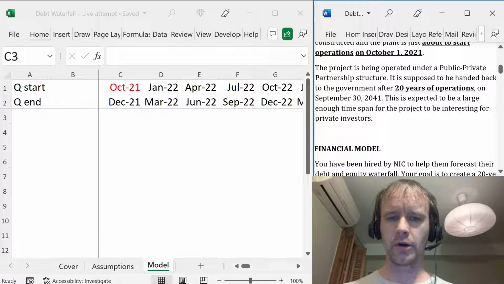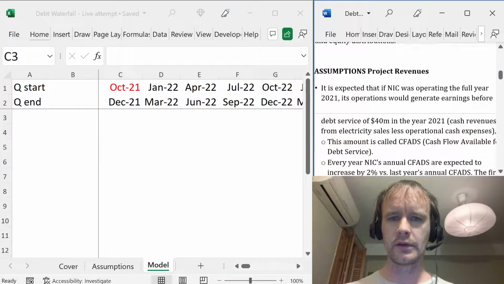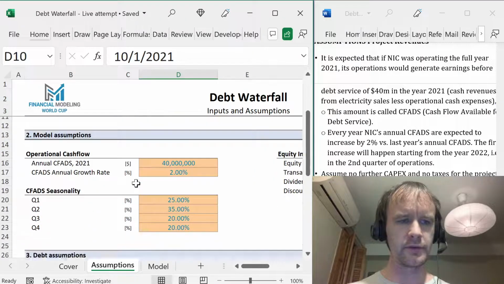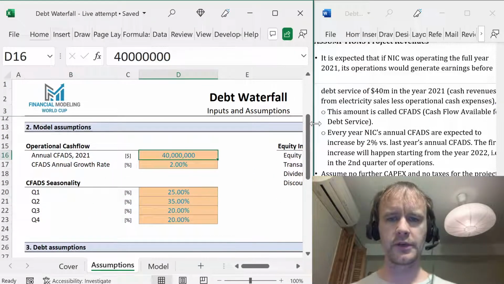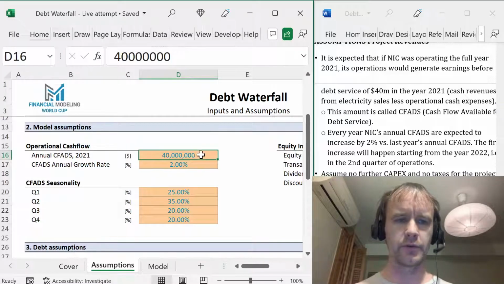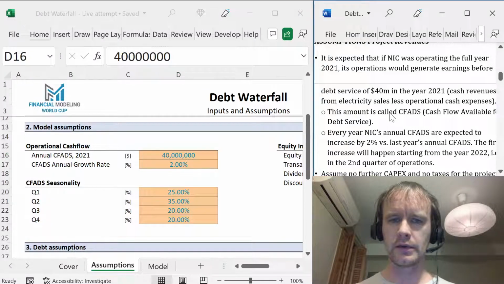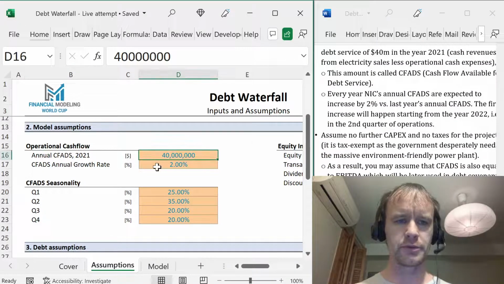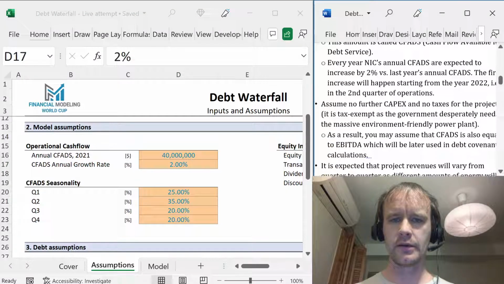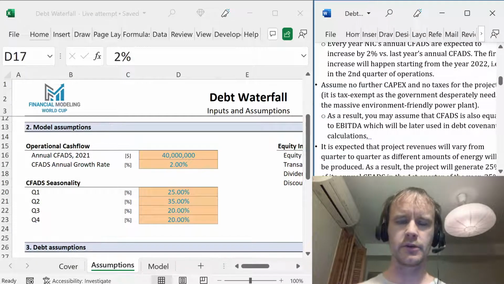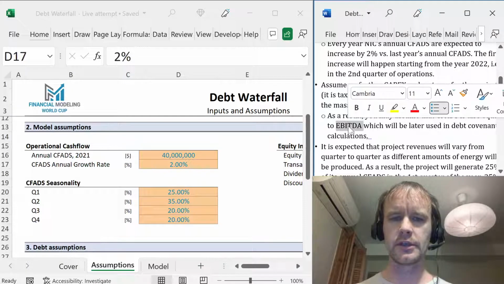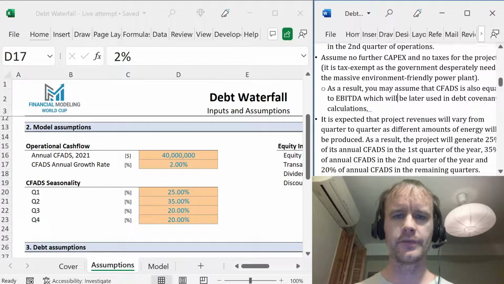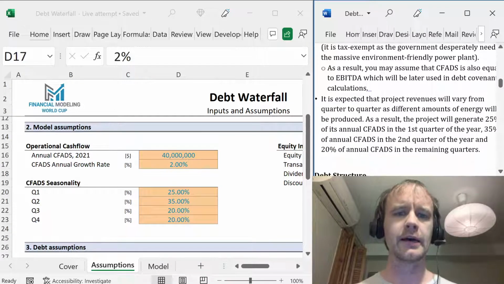Okay, so part one is the project revenues. So let me just flip to the corresponding assumptions here. So annual CFADS for 2021, if it had been running all year, would be 40 million. That's that number. We call this CFADS, cash flow available for debt service. It's expected to grow by 2% a year. That's that number there. And then assume no capex, no taxes. So in other words, the cash flow available for debt service is just equal to the EBITDA, earnings before interest, taxes, depreciation, and amortization. I see, I'm a finance guy, almost.